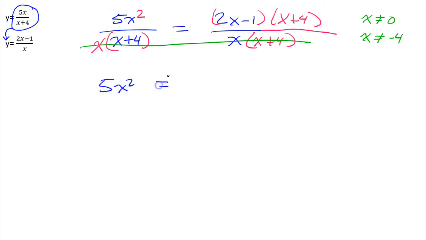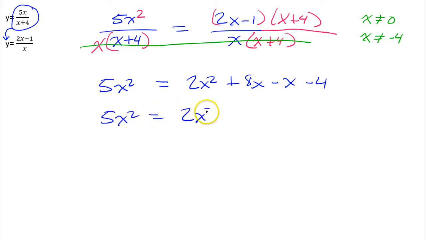5x squared equals. Now I'm going to go ahead and double distribute this. 2x times x is 2x squared. 2x times 4 is 8x. Negative 1 times x is negative x. And negative 1 times 4 is negative 4. So that's 5x squared is equal to 2x squared plus 7x, all right, combining like terms, minus 4.